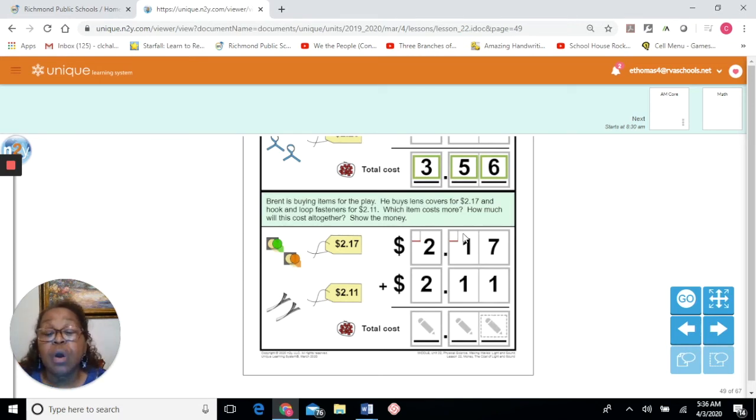All right, now we need to answer the next question. How much will this cost altogether? There's that word altogether again. That means our mode of operation is going to be addition. We're going to add these two numbers together, starting all the way at the ones place. Always, always, always. Very important. 7 plus 1. Put the 7 in my head and add 1 to it. 7, 8.